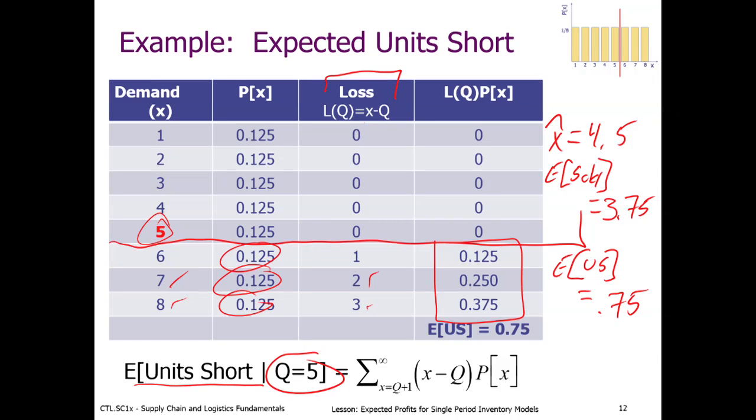Notice that I didn't need to calculate all 3, because once I have 2, I know the third. 4.5 is equal to 3.75 plus 0.75. The expected demand is equal to the expected units to be sold plus the expected units short. Okay, now we're going to look at a case with a normal distribution.